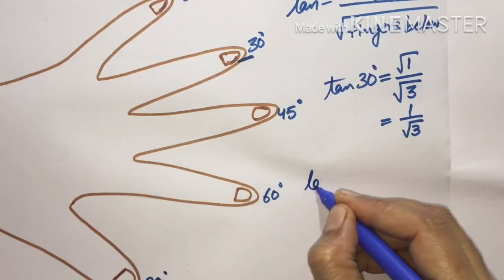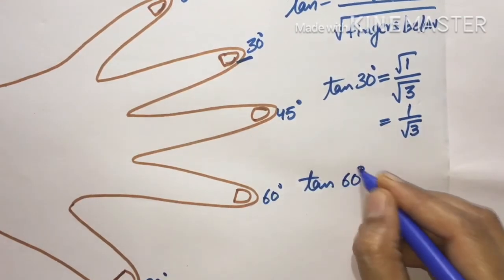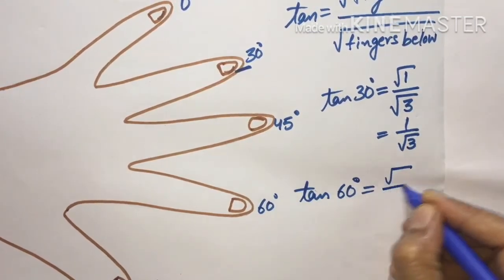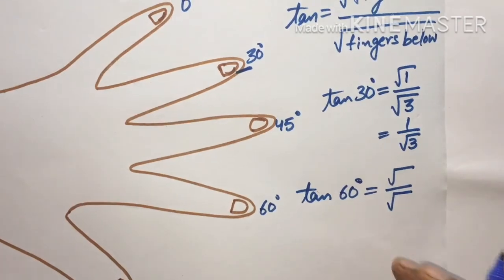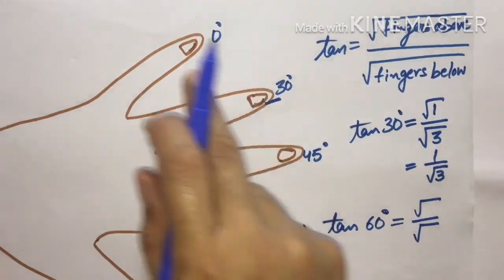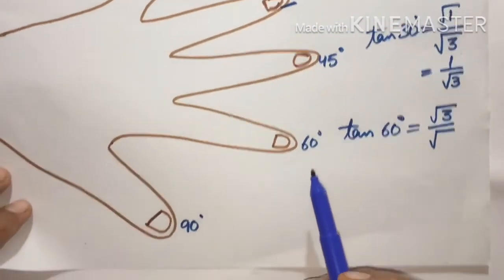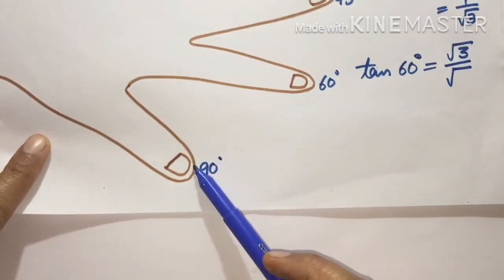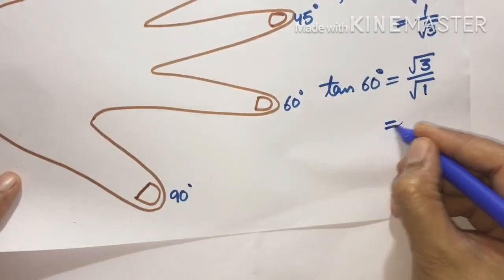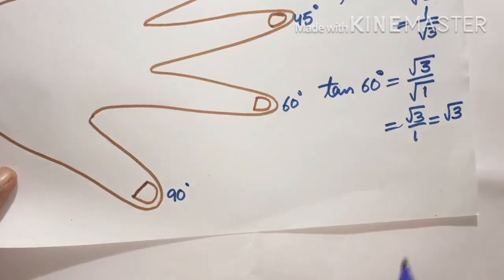One another example of tangent, if I want to find out the value for tangent 60 degree angle, then fingers above upon fingers below, root of that. So fingers above 60 degree, how many fingers? 1, 2 and 3. So I will write down here 3. And fingers below 60 degree, only one finger is there, so I will write down 1 here. So the value of this is root 3 upon 1, or you can write down simply root 3.